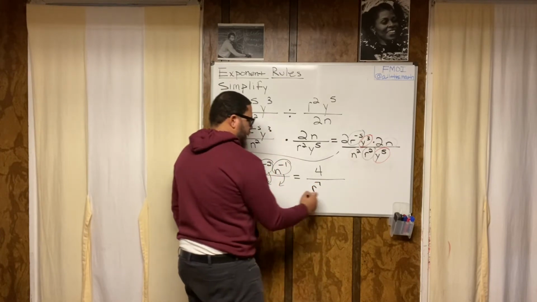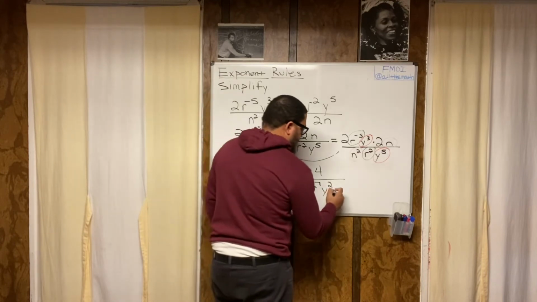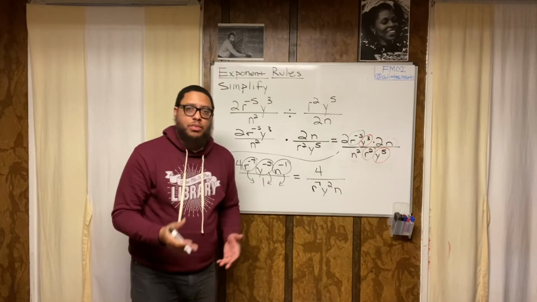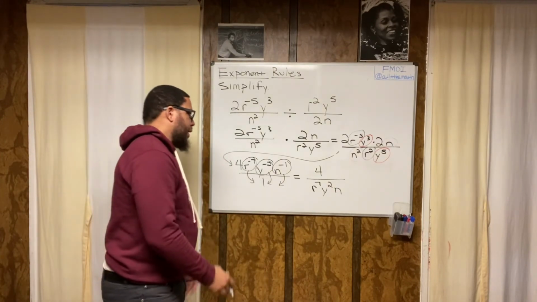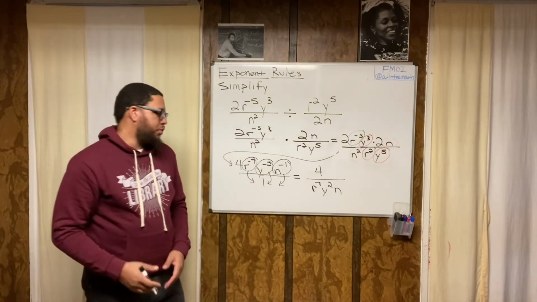When the y goes down, that becomes y to the 2nd. When the n goes down, that becomes n to the 1st. And the n to the 1st, I don't need to write the exponent when the exponent is a +1. We don't need to write that. All right. As a matter of fact, in simplest form, you should not write the +1 when it's your exponent.